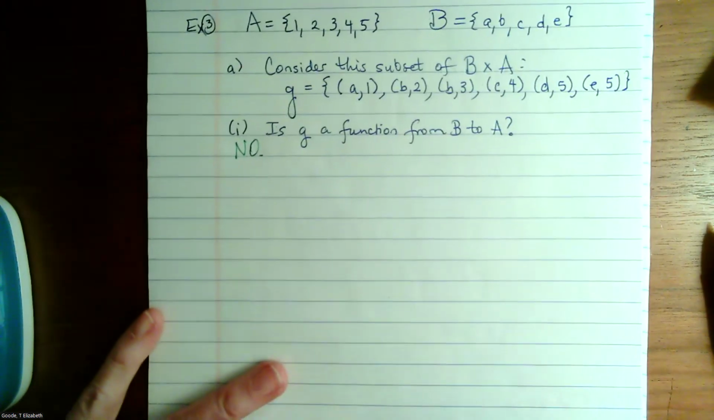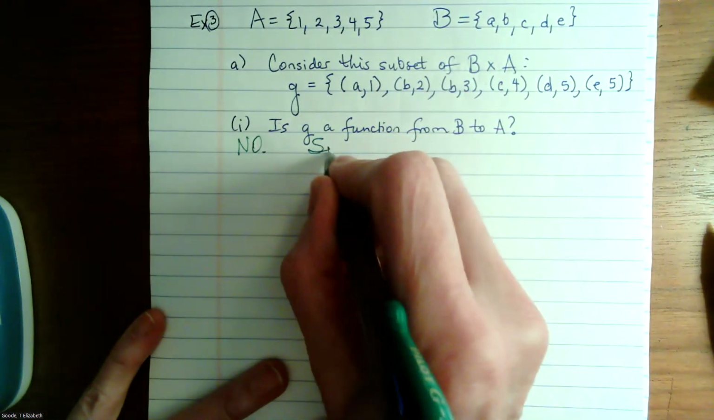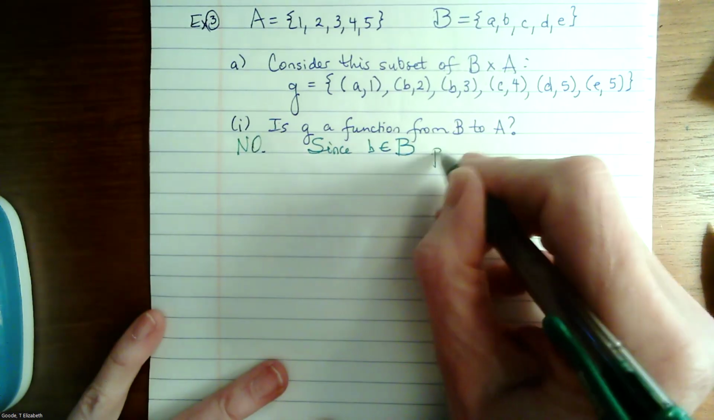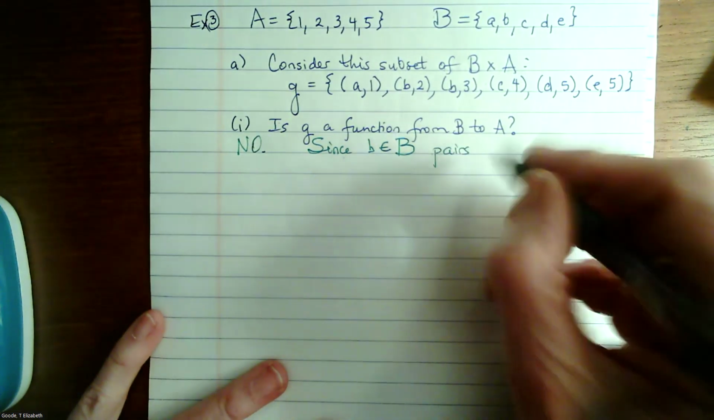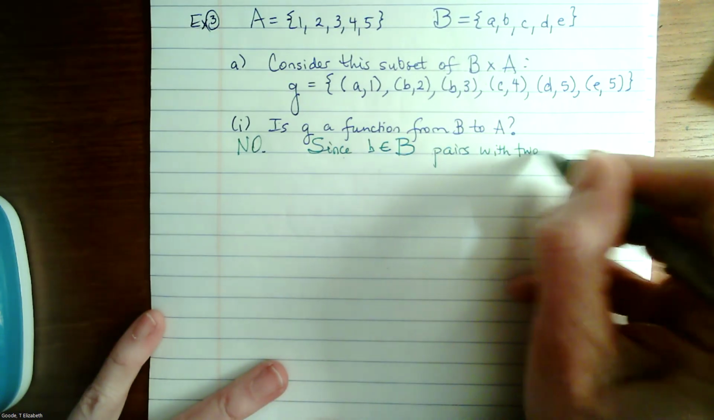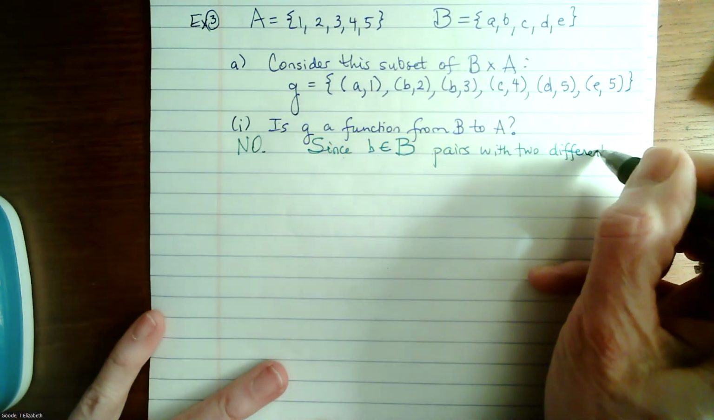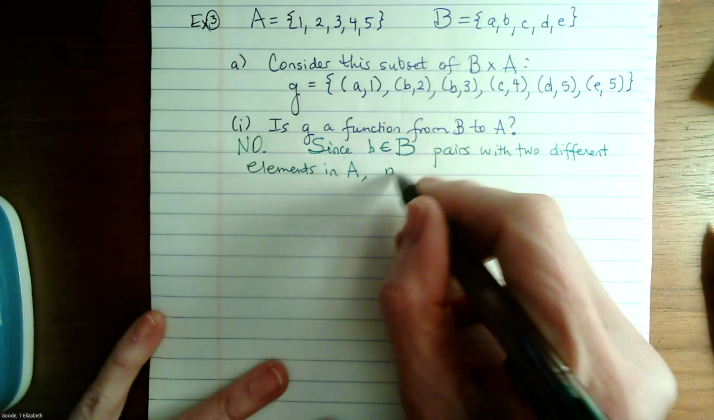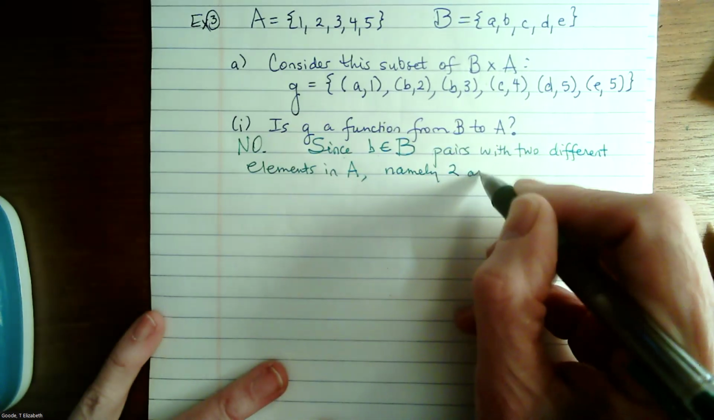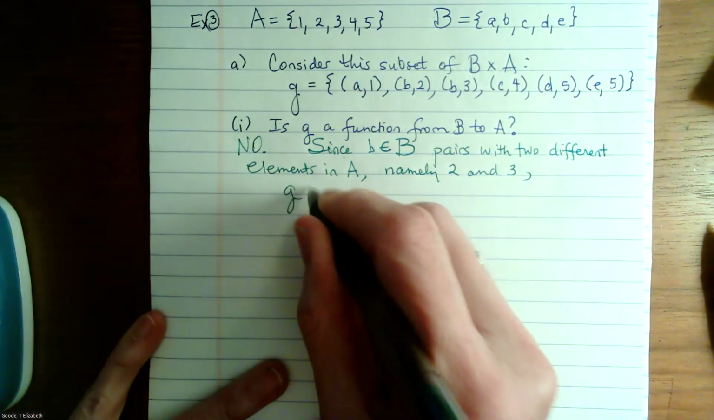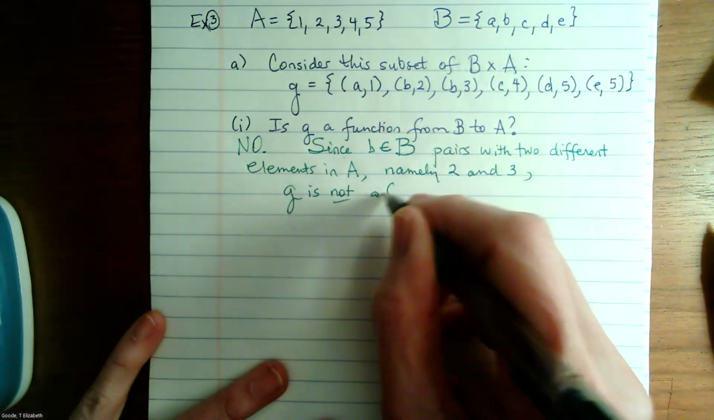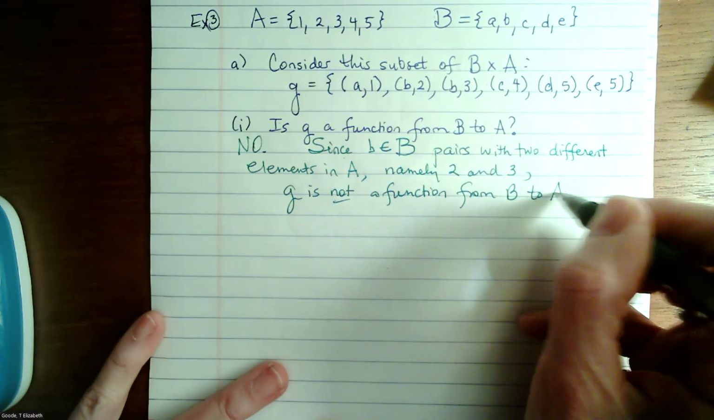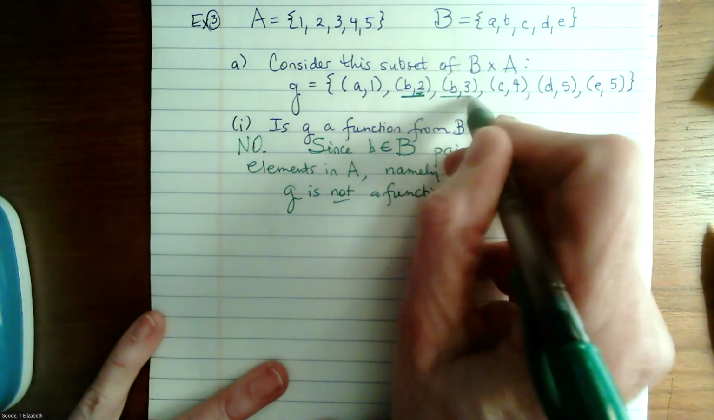Of course, you would be asked to justify that. So you could just say something like, since little b is an element of set B, and little b pairs with two different elements in A, namely 2 and 3, G is not a function from B to A. You know, the problem is happening right here and right there.